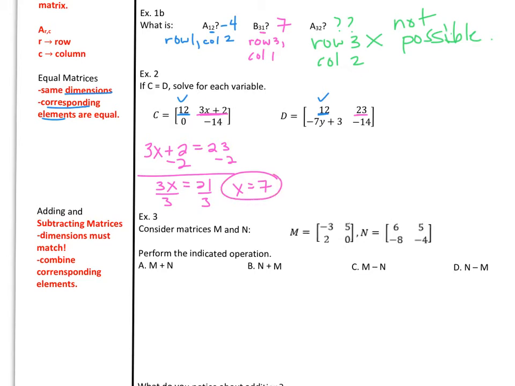All right, let's keep going. Down below in row 2, I've got a 0 in that first column. There we go. I've got a 0 here, and then negative 7y plus 3. Now those corresponding elements should match. Therefore, our equation would be 0 equals negative 7y plus 3. Let's get y by itself. I'll subtract 3 to move it over.